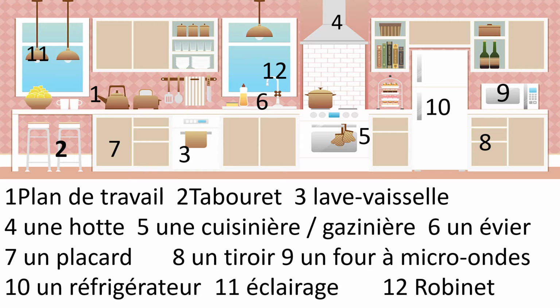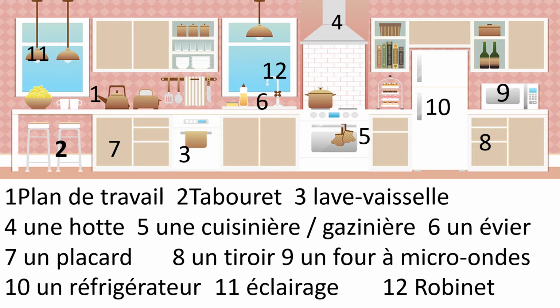Number 10, un réfrigérateur. Not many French people put réfrigérateur. Not many of them would use that. They may say un frigo or un frigidaire, which is a brand of a fridge, but the proper word is réfrigérateur, so we need to use the proper word. 11, éclairage, which is your lighting, so make sure that you switch on and off the lights. Make sure that there's bulbs and everything is working properly. And the last one is robinet, number 12, which is a tap. Here again, you need to make sure that your tap is working.